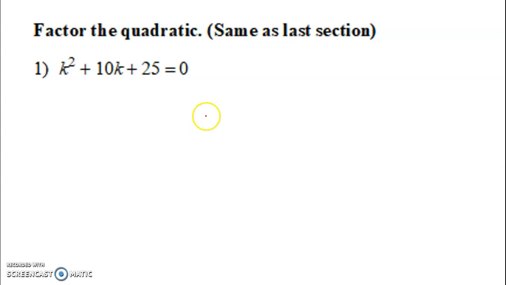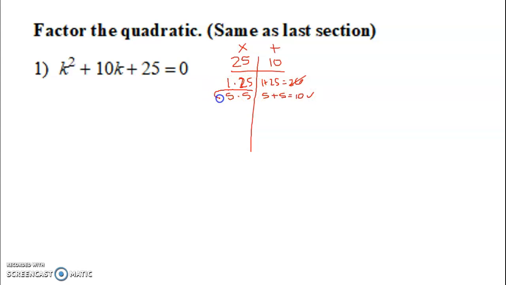Yesterday and last week, you were factoring ones like this, where you would take the 25 and you need numbers that multiply to 25. So 1 times 25 and 5 times 5, but you needed numbers that add to 10. So 1 plus 25 is 26. 5 plus 5 was 10. And those are the two that I'm going to use. So I changed this to k plus 5 and k plus 5.